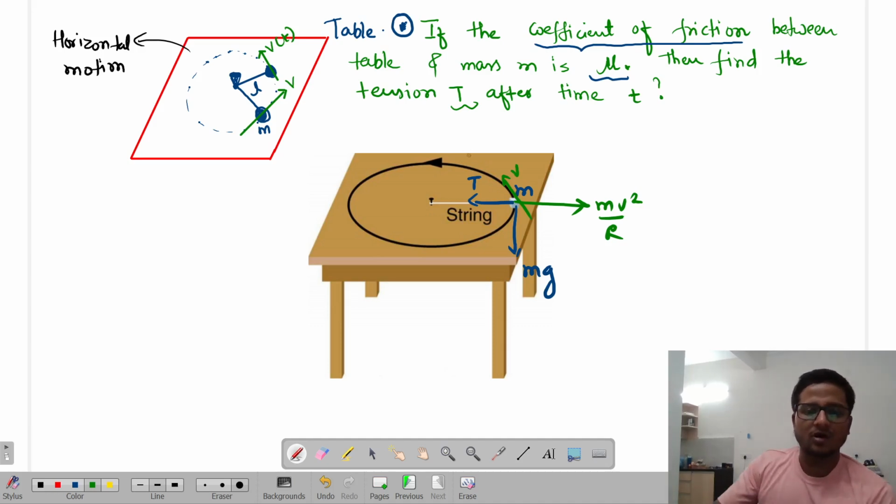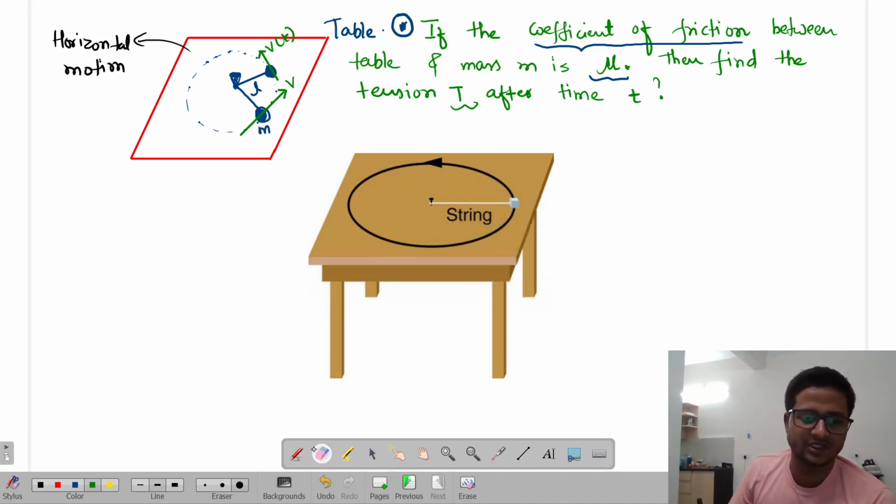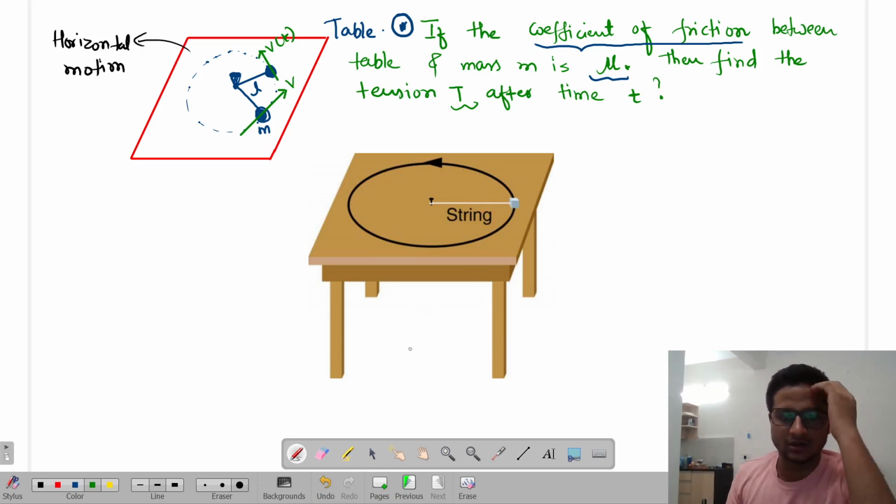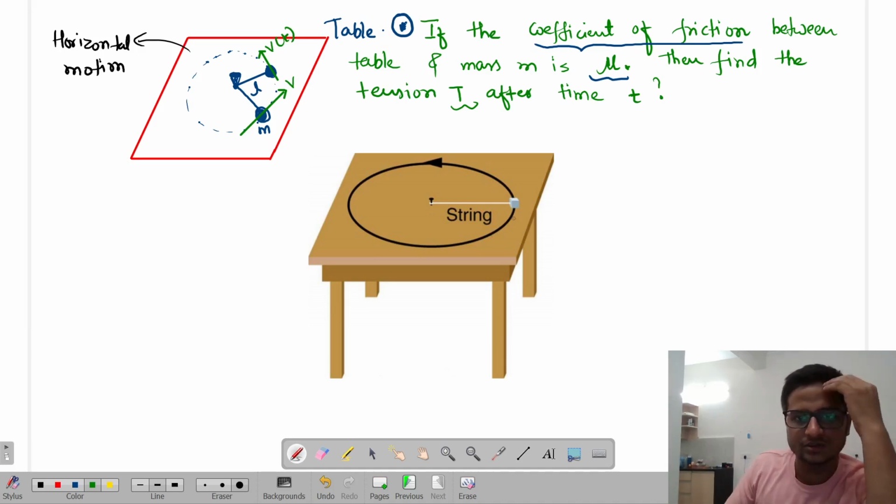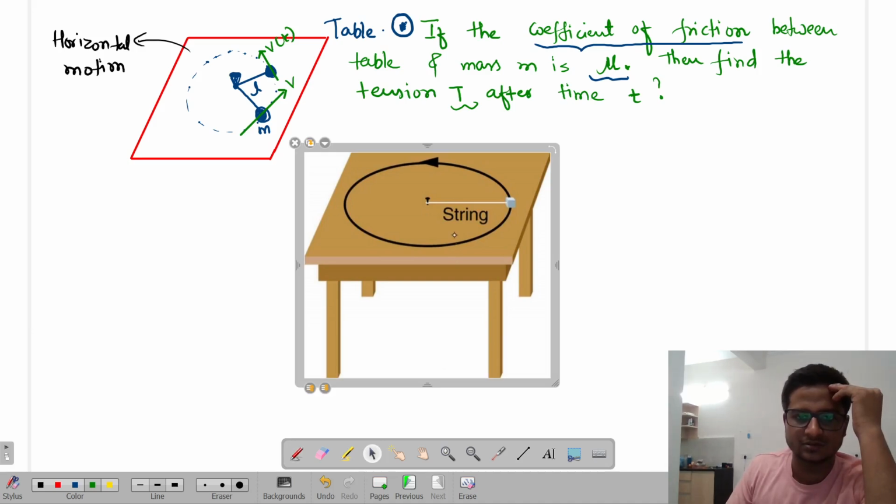There will be no component of tension required to balance this mg. Just the normal is balancing my mg. Are you able to get me or not? So when you have horizontal circular motion on surfaces, the normal basically balances mg. That you have to always remember. Is this clear or not? Understood? So basically this is an awesome picture.